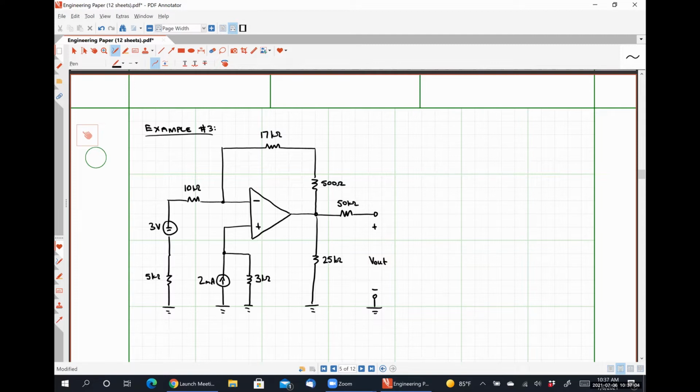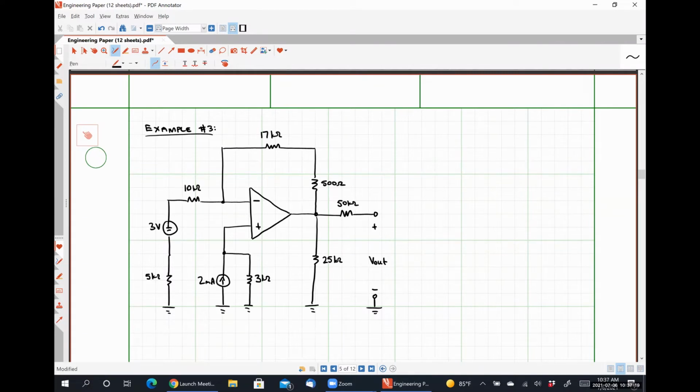So this is about the meanest single op-amp circuit I can think of. We can solve it using the exact same methodology that we have been doing. We just need to think about a couple of things here.